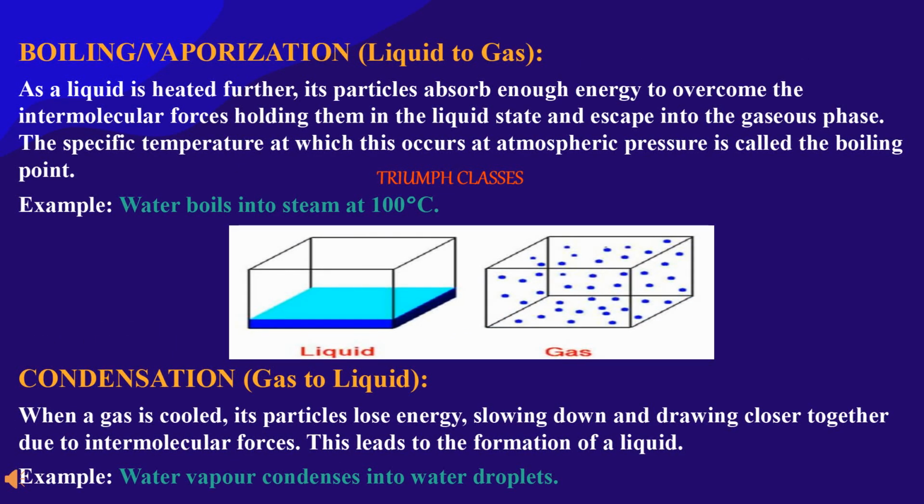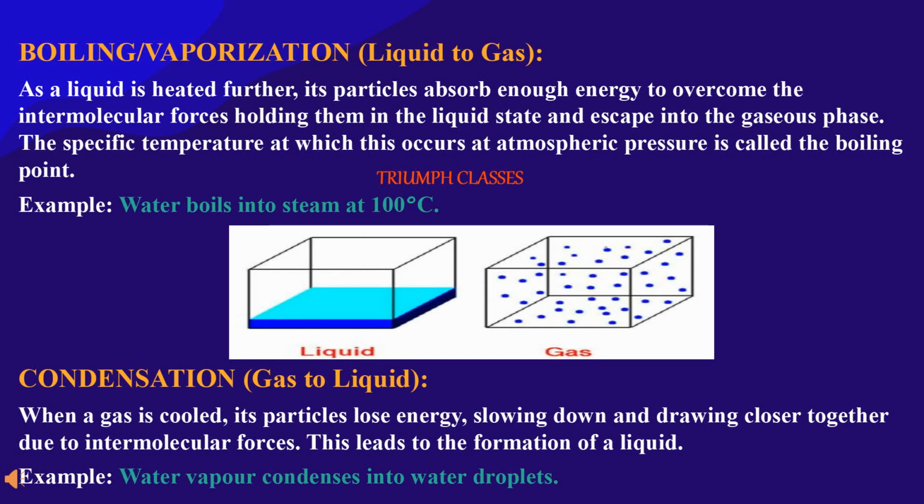Boiling or vaporization. Conversion of liquid into gas. As a liquid is heated further, its particles absorb enough energy to overcome the intermolecular forces holding them in the liquid state and escape into the gaseous phase. The specific temperature at which this occurs at atmospheric pressure is called the boiling point. For example, water boils into steam at 100 degrees Celsius.